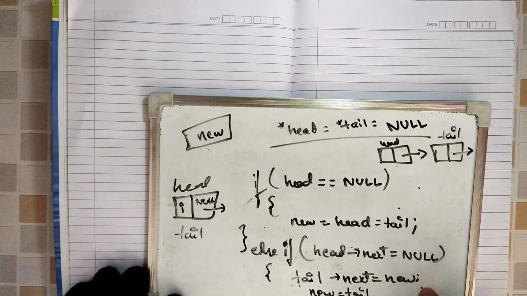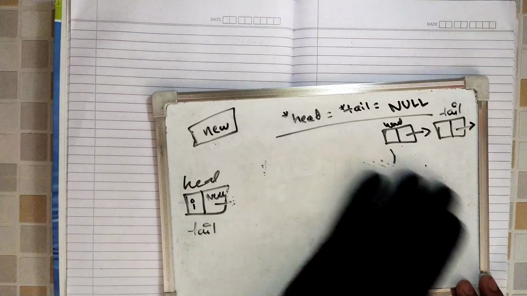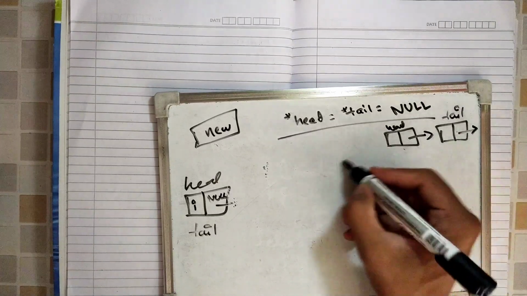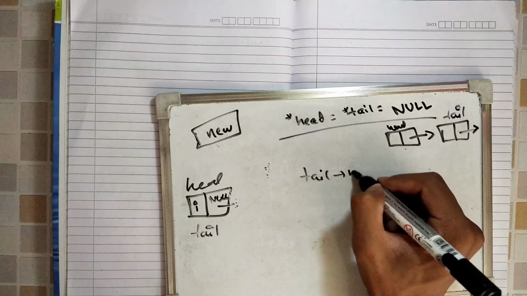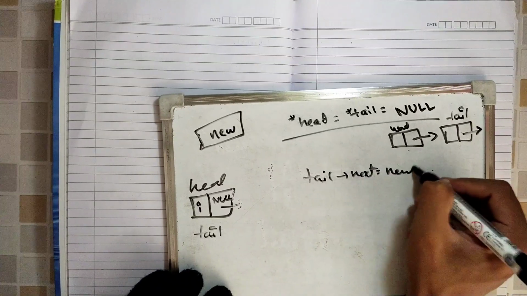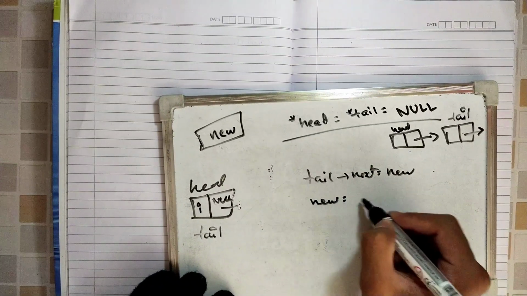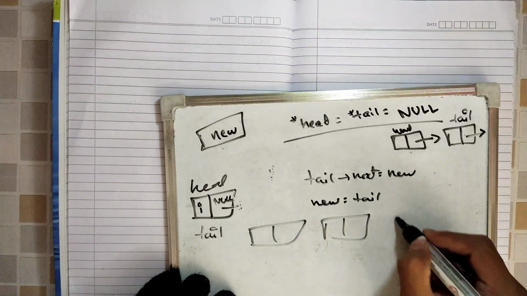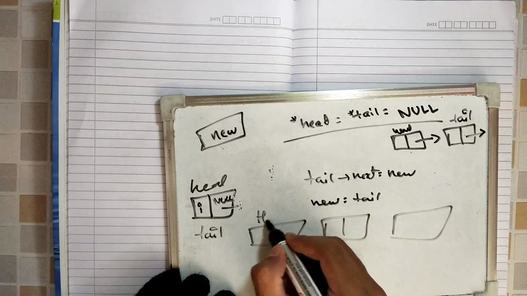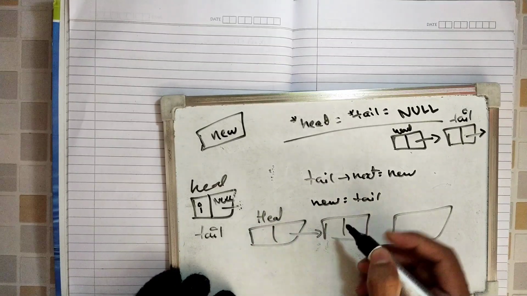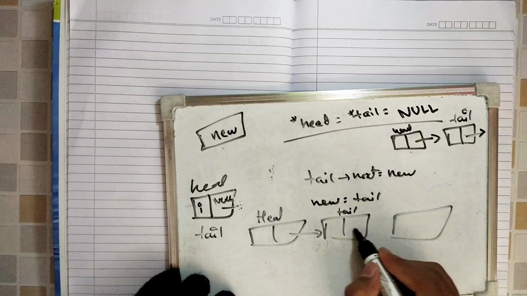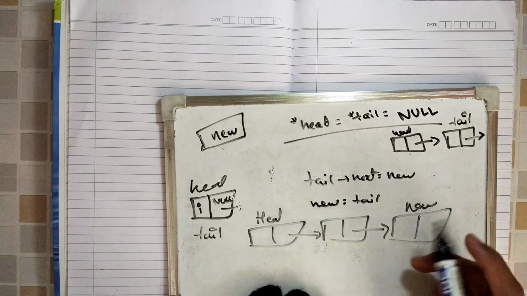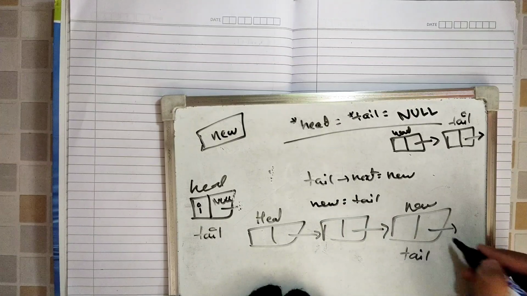Now same thing, if you want to write, let me erase this. To insert at the last, I will say tail of next equals to new. Then new equals to tail again. Now I will show this diagram again. These two were there, I inserted new. This was my head, head of next, this was my tail. First statement, tail of next equals to new, so my new is attached here. Then new equals to tail, so my tail is here now. This is obviously null.